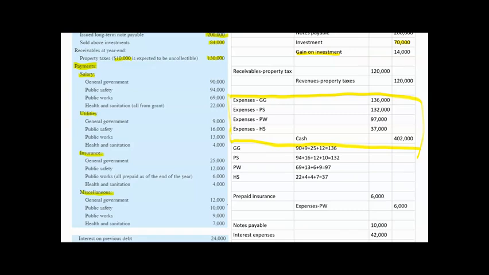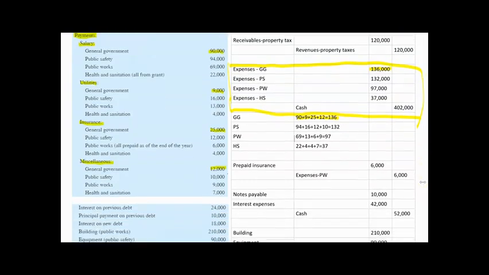So how did I get this 136,000 for general government? What I did, I used 90,000 of general government salary, plus 9,000 utility for general government, plus 25,000 of insurance, and then plus 12,000 of miscellaneous general government expense. Add them together, I get 136,000. I did the same for public safety, public works, and health and sanitation as well. Which means that the numbers in this journal entry for those expenses are subtotals.